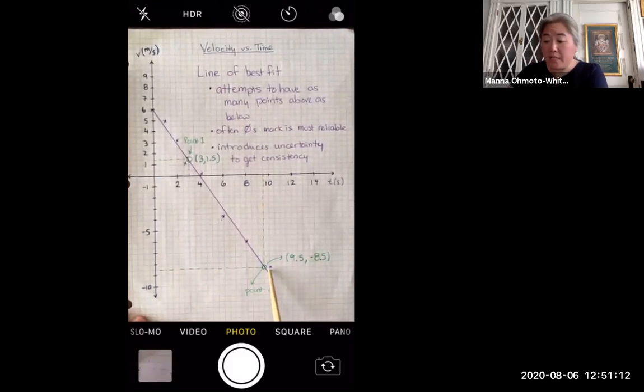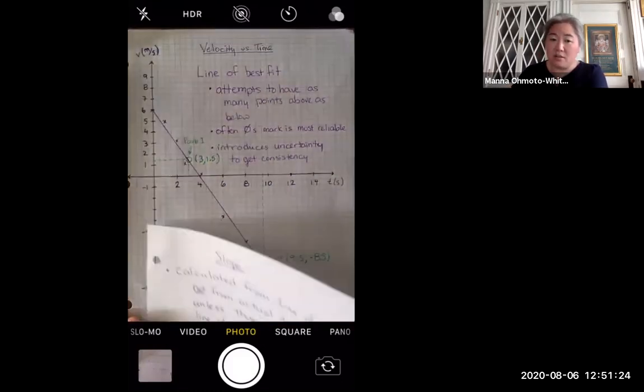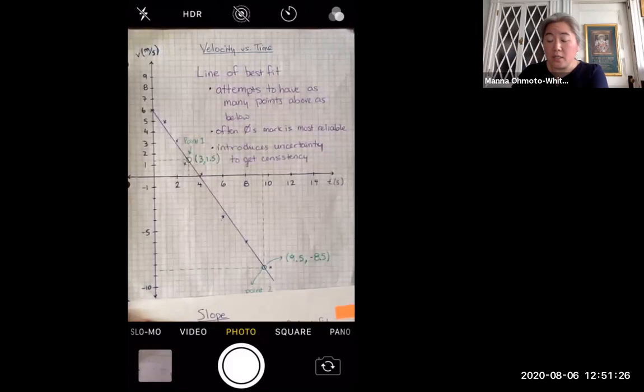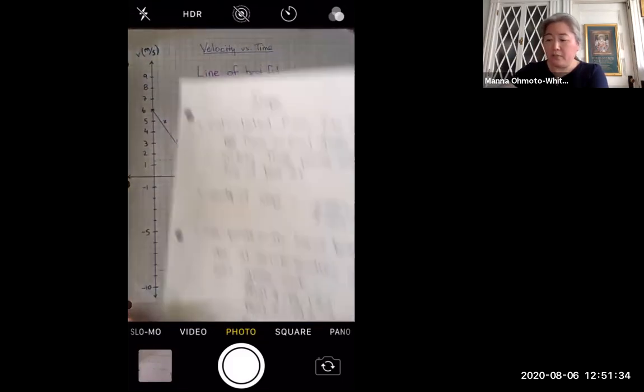So they don't have to be any of the data points. They don't have to even be near. Like if I had a nice intersection point right here, I could have used that one. So as long as they occur at a nice intersection point, it makes it a lot easier. So I now have my 2 points to use point slope form, 3 and 1.5, and 9.5 and negative 8.5.